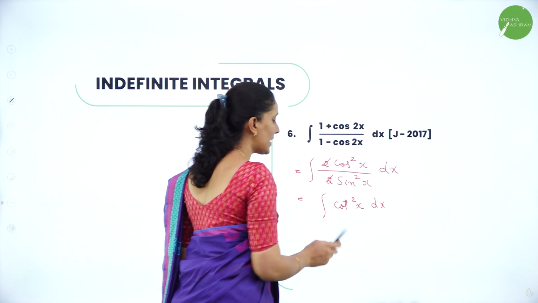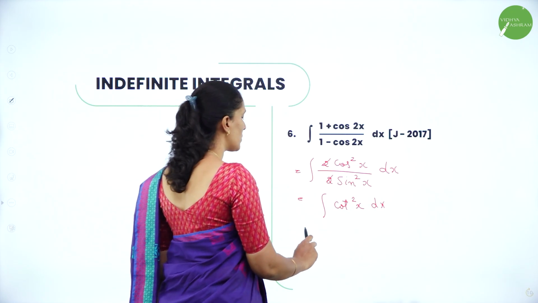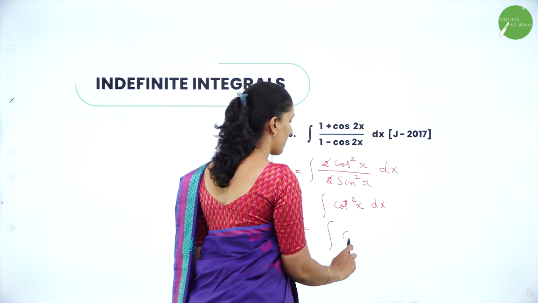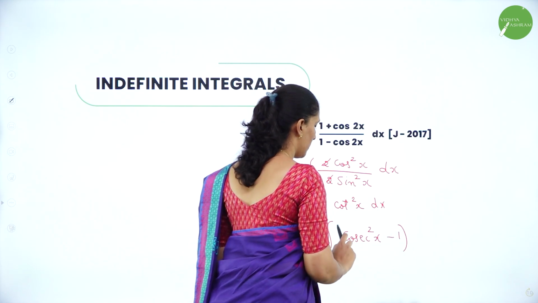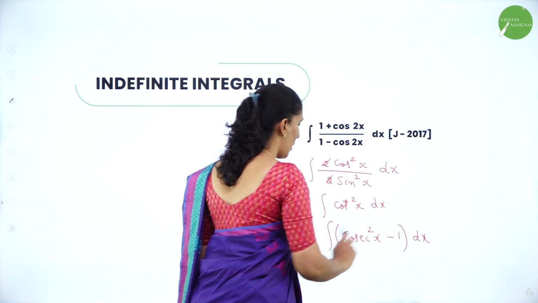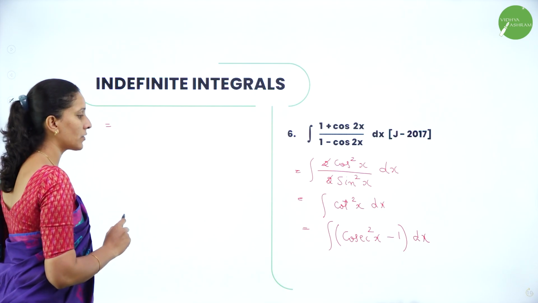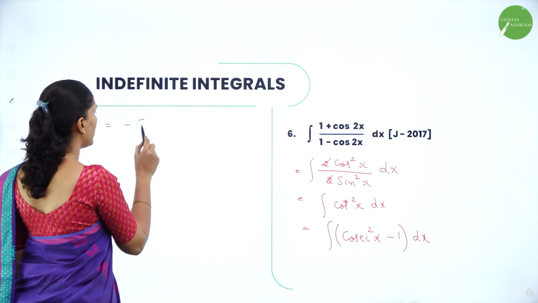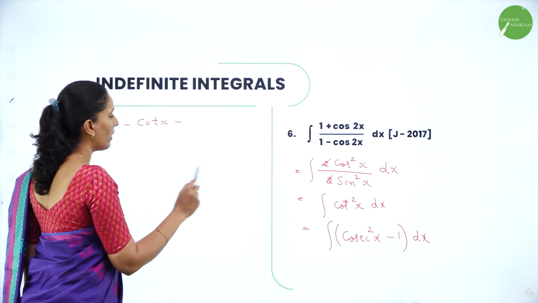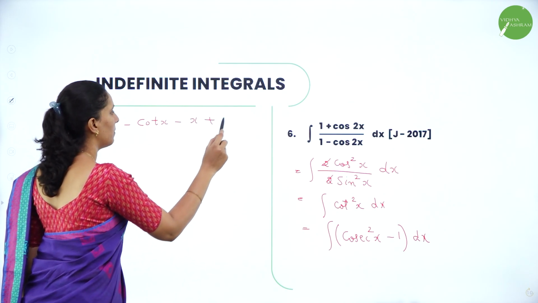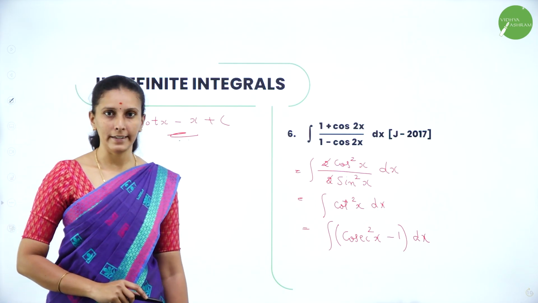So it doesn't have any standard integral for cot square x, but cot square x can be written as cosecant square x minus 1. Now applying the integral separately, integral of cosecant square x will become minus cot x and integral of 1 into dx becomes x plus c. So this is the required indefinite integral.